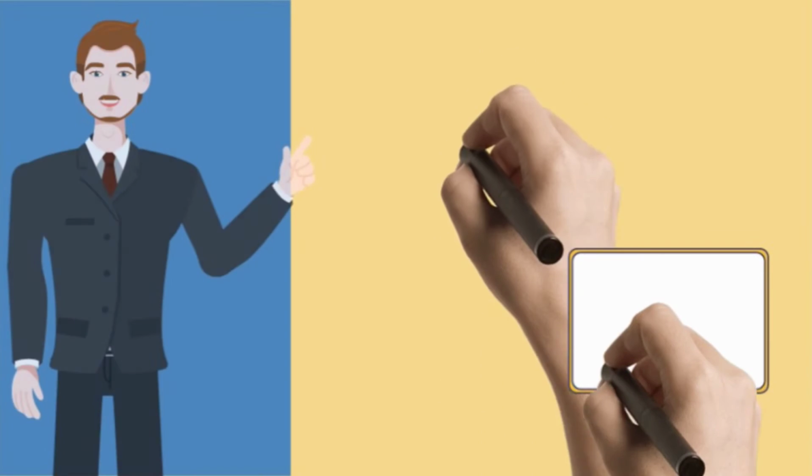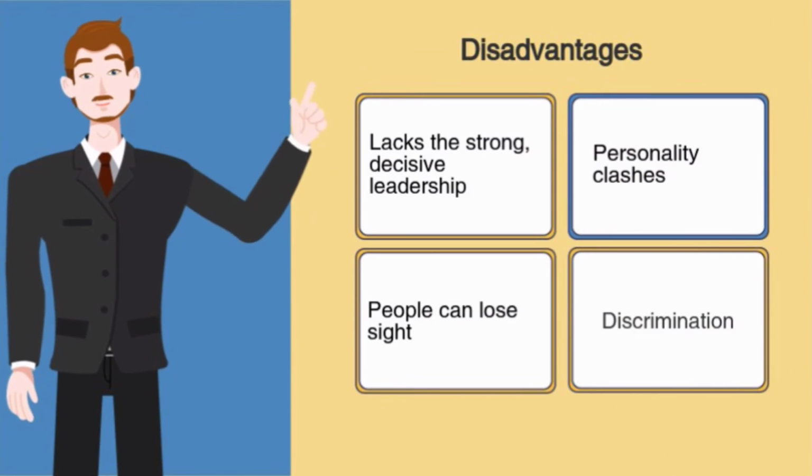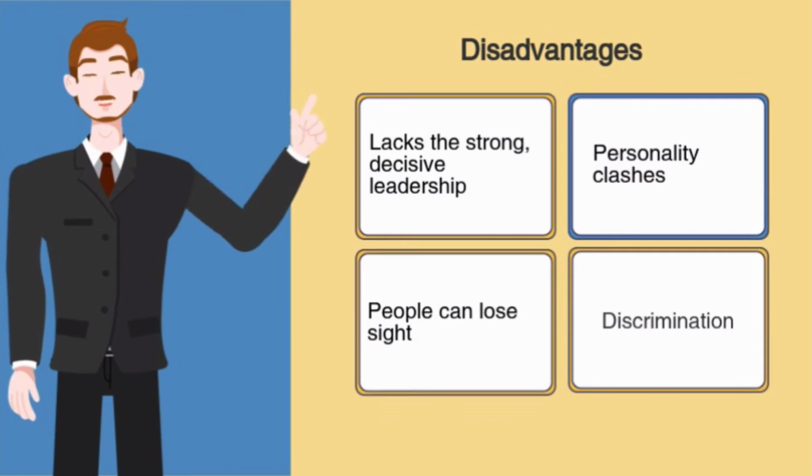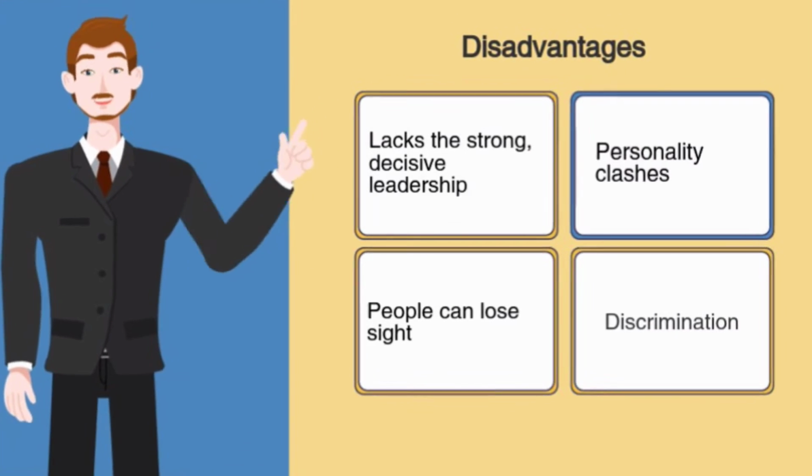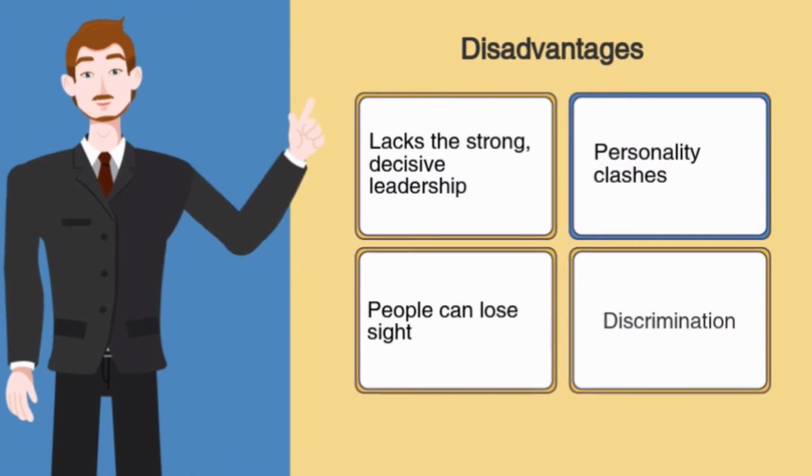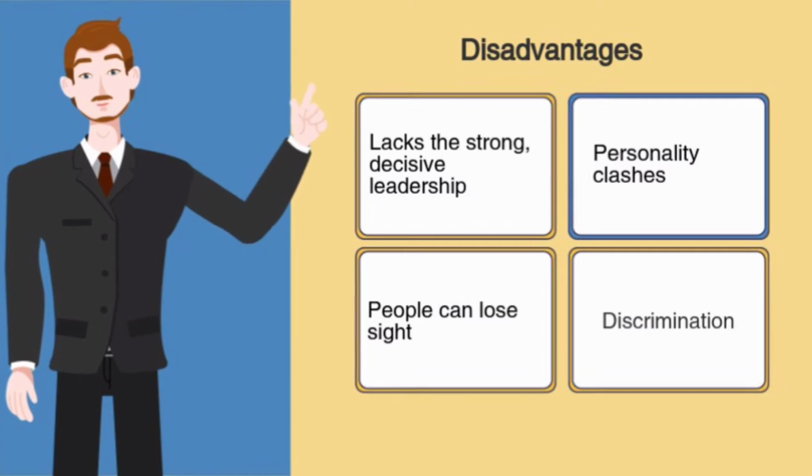Clan culture also has its disadvantages. As the company gets bigger, this horizontal structure can cause limitations as it lacks a strong, decisive leadership needed to drive the business forward and provide clear direction. The focus on individuality can also lead to personality clashes without the hierarchy often needed for decision-making. People can lose sight of where they fit in. The apparent lack of rules can open up the potential for inappropriate behavior, like discrimination.